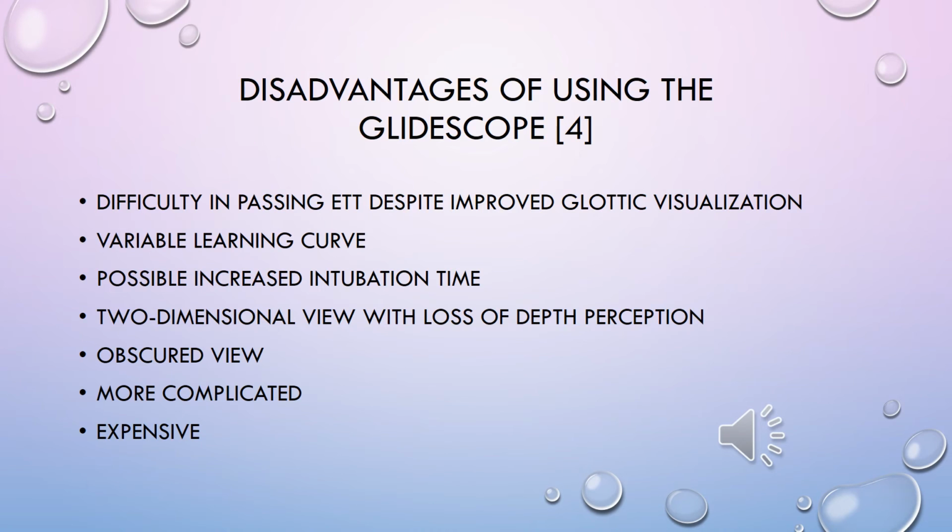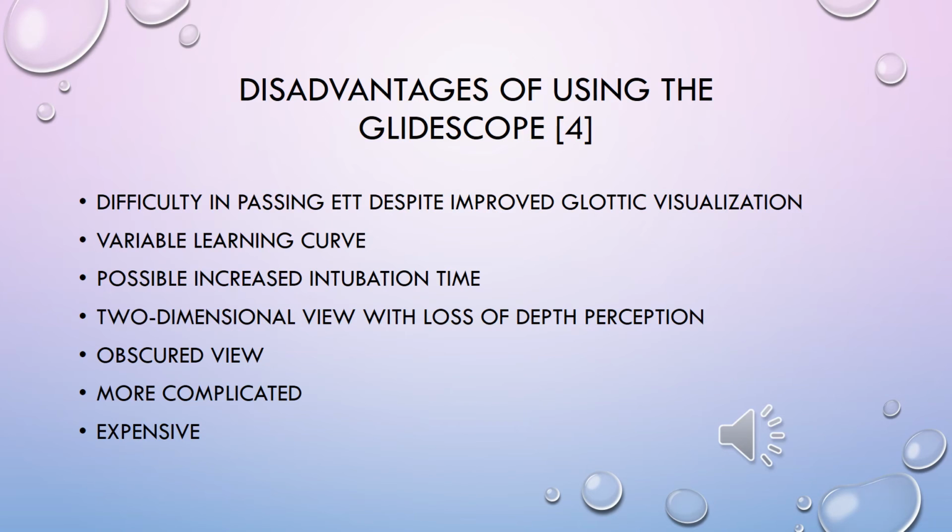The disadvantages of using the Glidescope are as follows. Difficulty in passing the ETT despite improved glottic visualization. Variable learning curve, meaning the potential weakening in development or maintenance of direct laryngoscopy skills, especially for those that are non-experts of airway management. So even though you use the Glidescope, you still have to keep up on those skills of using the direct laryngoscopy procedure.